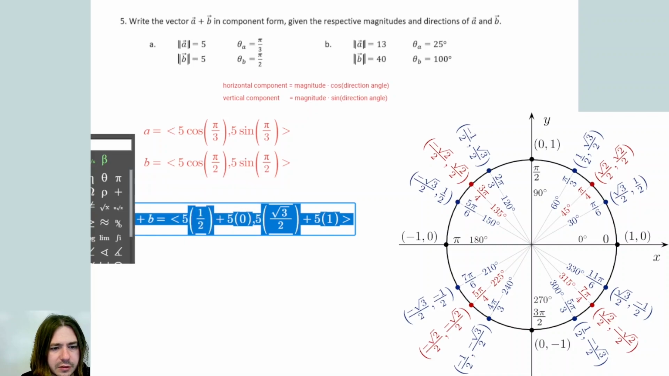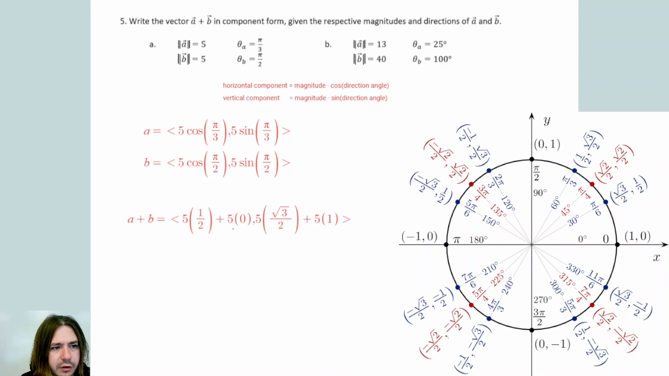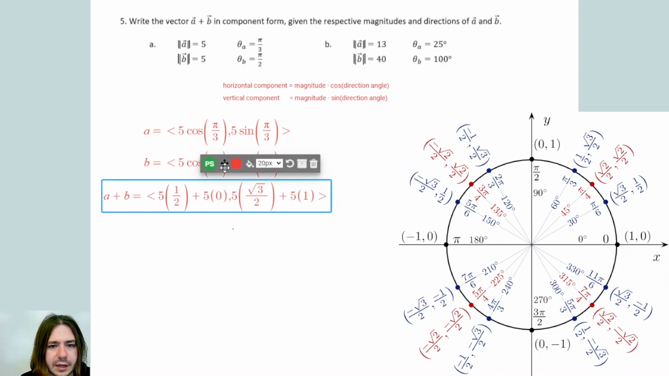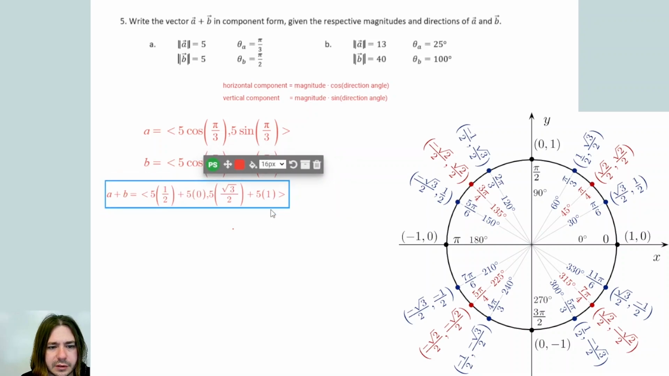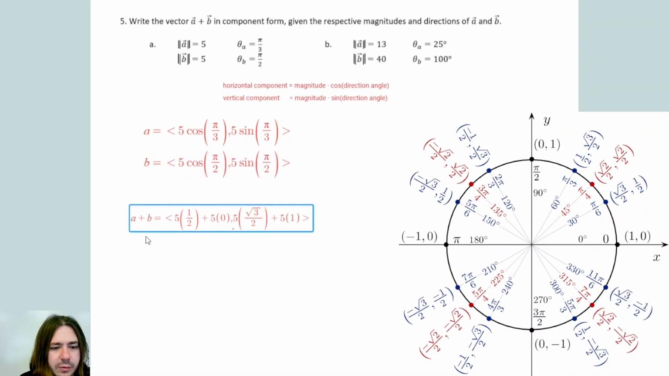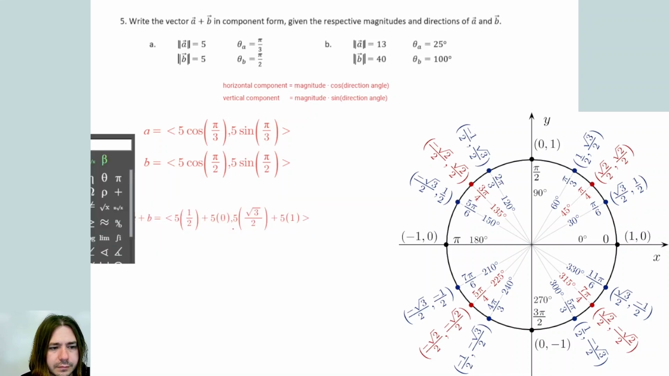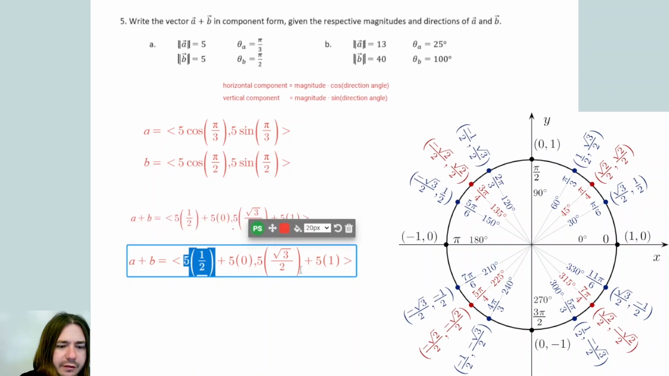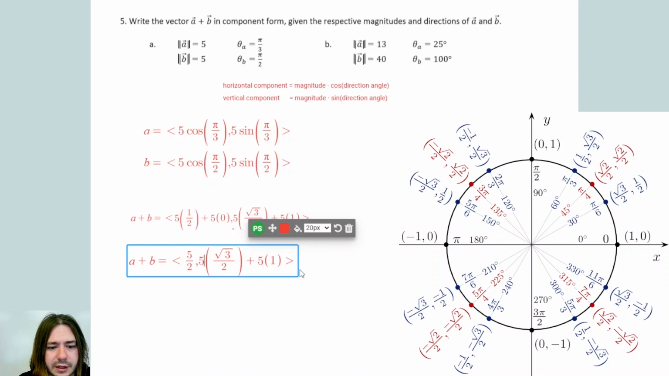We're going to have to make this a little smaller, or can we just move it over? Let's see. Yeah, I'm just going to make it a little smaller, just so I'm not trying to squeeze it in too much. Okay, so let's go ahead and just simplify this now. So 5 times 1/2 is 5/2. 5 times 0 is 0, so adding 0 is just nothing. And then over here, we got 5 times 1 is just 5. And then 5 times root 3 over 2 is going to be 5 root 3 over 2.